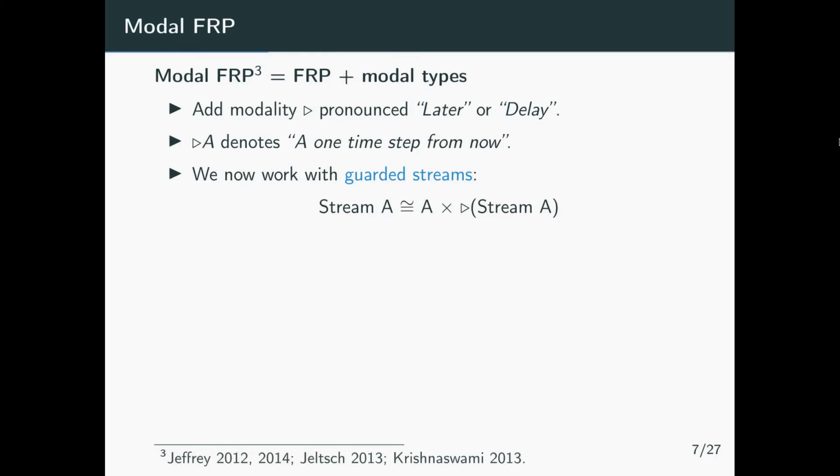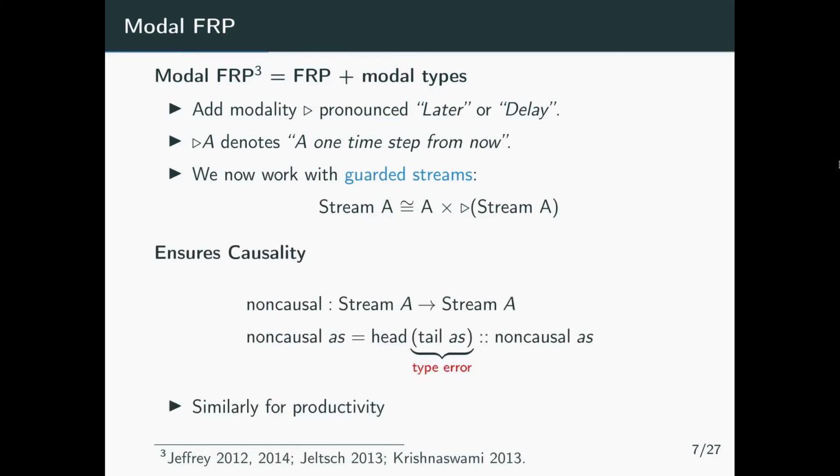And now we work with guarded streams. So notice here now the unfolding of the stream, you get the head of A still immediately, but now the typing really says you get this tail later, right? You only get the tail in the next time step. And this immediately fixes causality. So the program from before, this non-causal program, this will be rejected by the type checker now. And why? Well, because the tail of AS is now a guarded stream, right? So it's guarded by the modality, and then you cannot call head on it, right? You cannot call head on a stream in the future. So this will just be rejected by the type checker. And you have similar for productivity.